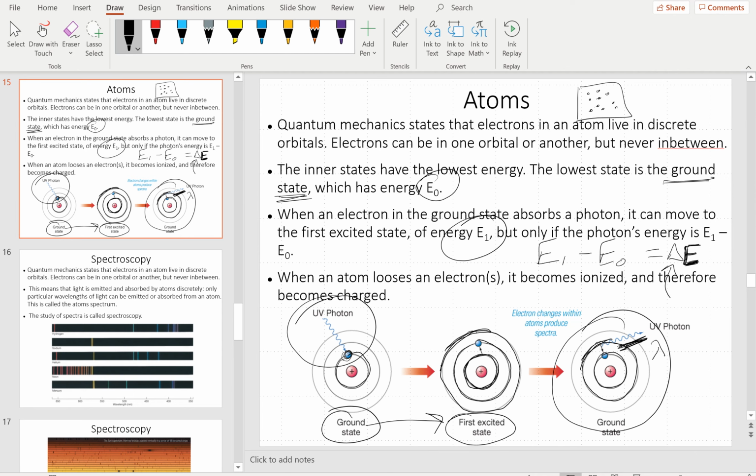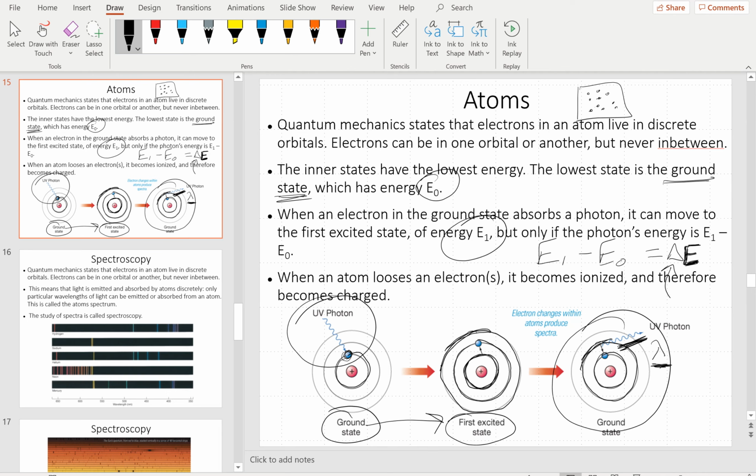determined by the initial and final states of the electron. If the electron in a particular atom moves from the first excited state to the ground state, the wavelength of light that will be emitted will be very, very specific. It's not just any wavelength, it's a very specific wavelength of light that corresponds to the energy difference between those states.